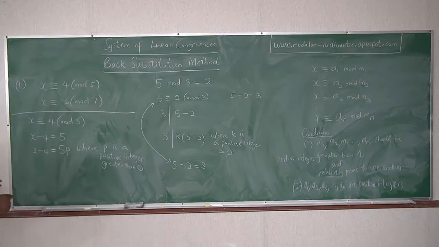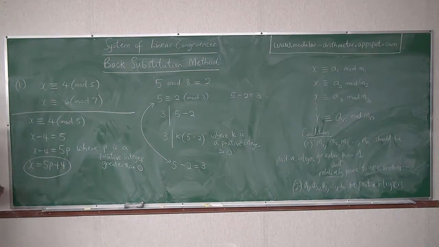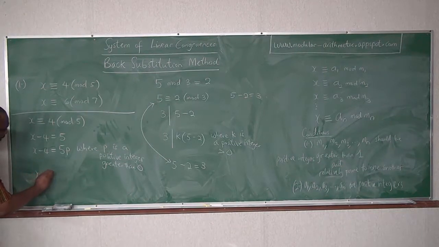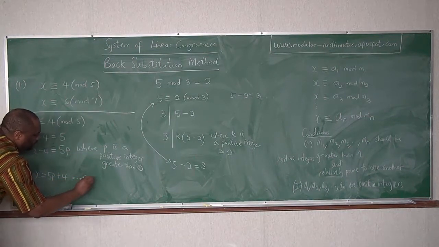So this means that x is equal to 5p plus 4. That is what it means. I'm going to put this as an equation: x is 5p plus 4. And let me call this equation 1.